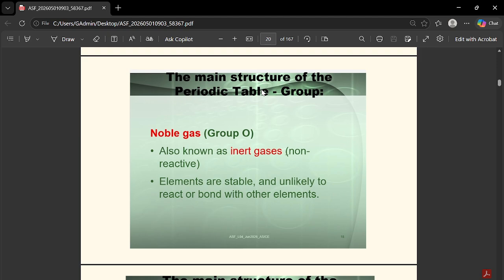Okay, so when I say they are stable, typically I refer to them as the octet rule. The octet rule is basically why they are much harder to react: they don't want to gain, lose, or even share any of these electrons because they're already stable. So why would they want to react with other elements? It makes it much harder to react with other elements.